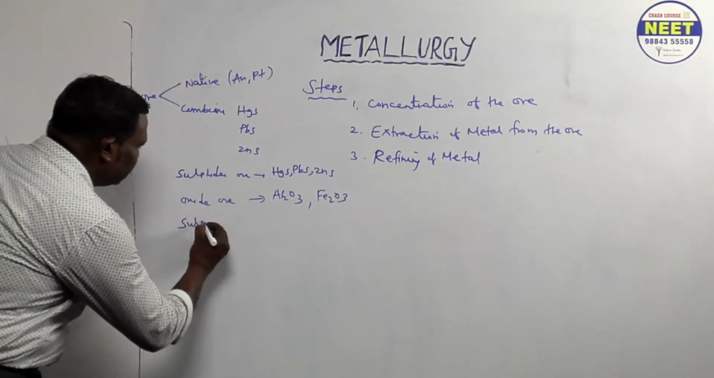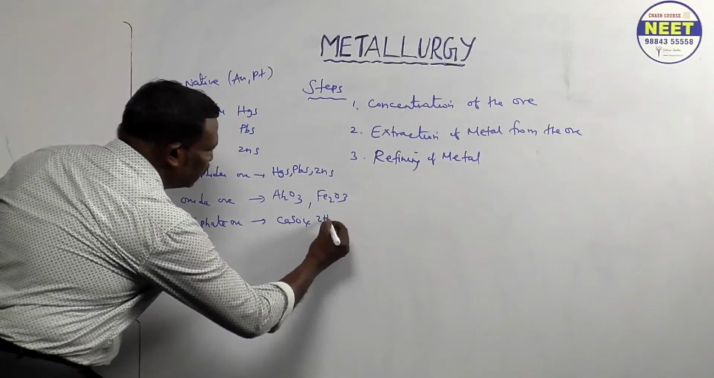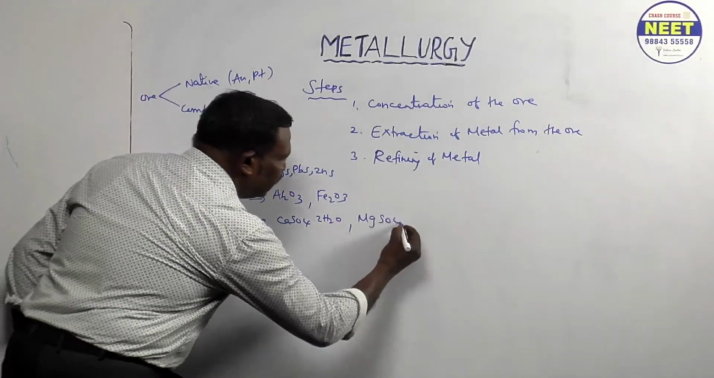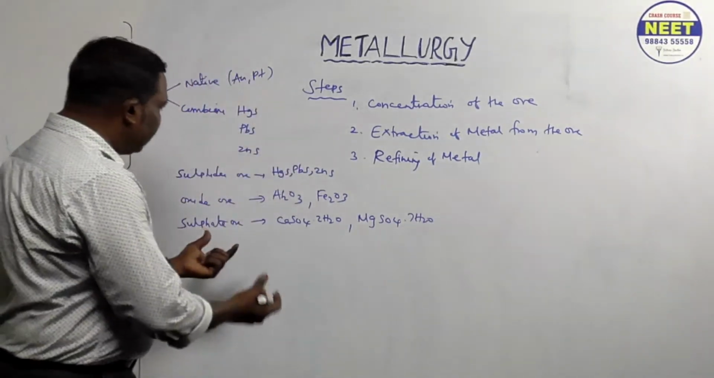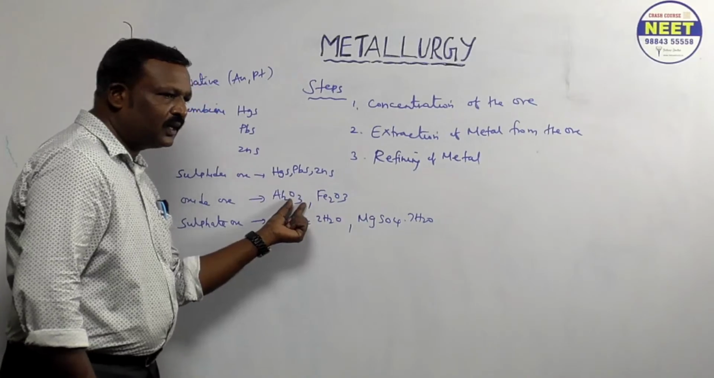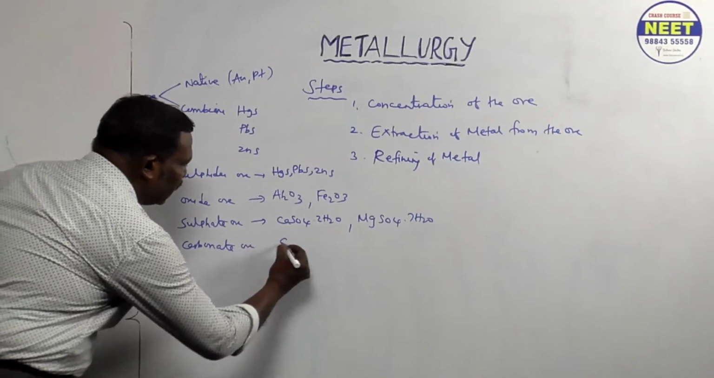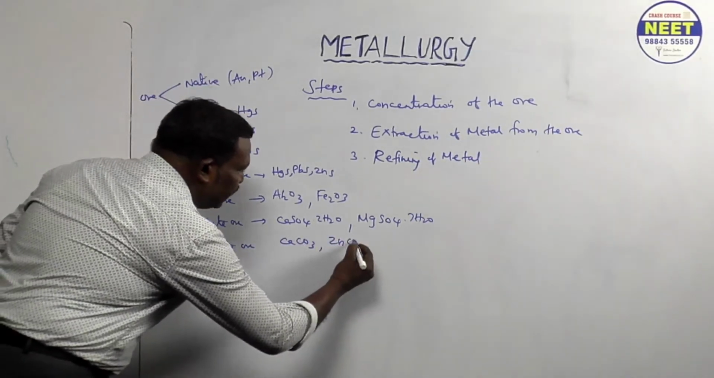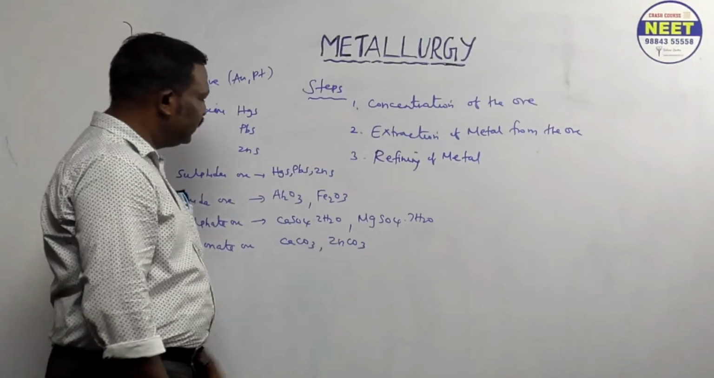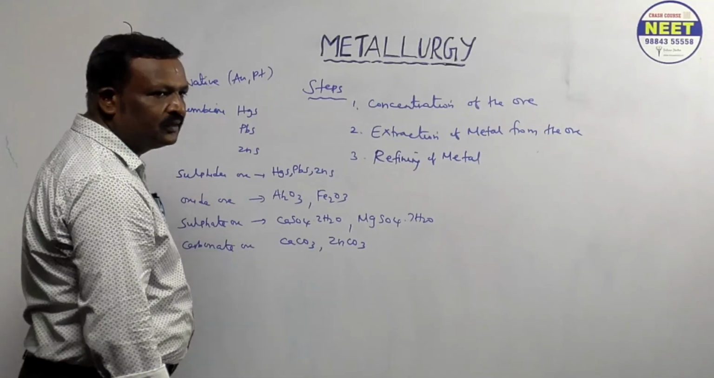Then sulfate ore. Sulfate ore means CaSO4.2H2O, gypsum, and magnesium sulfate. Understood? The ore can be in the form of sulfate (SO4), sulfide, oxide, or carbonate ore. Carbonate ore means calcium carbonate, zinc carbonate, which is called calamine. Limestone is calcium carbonate.